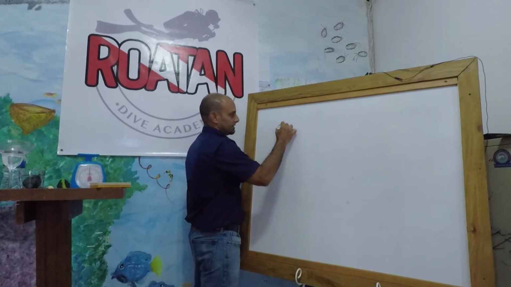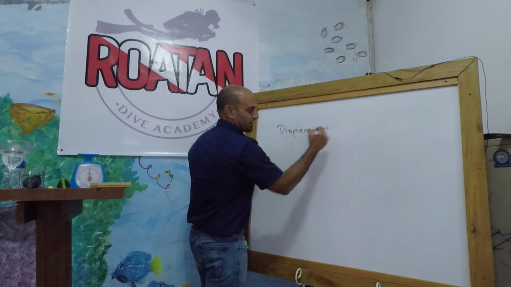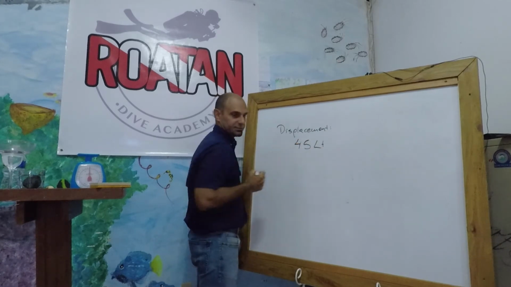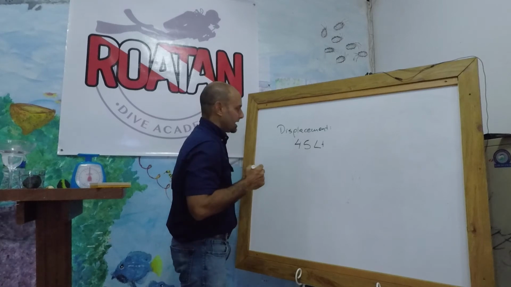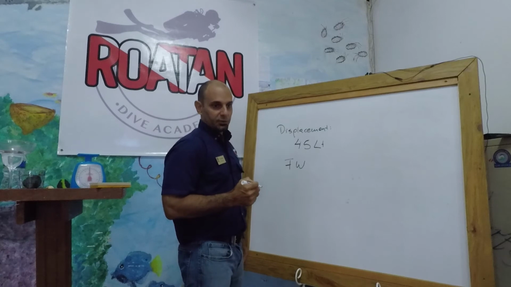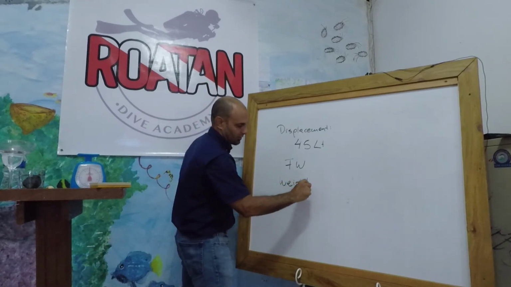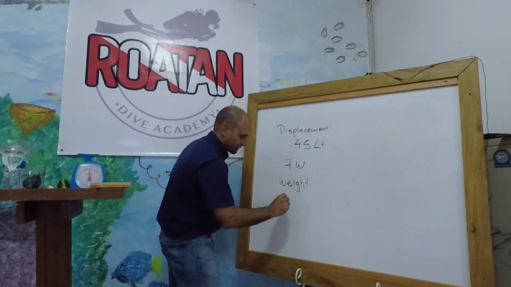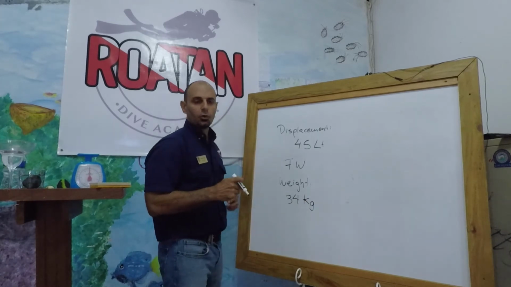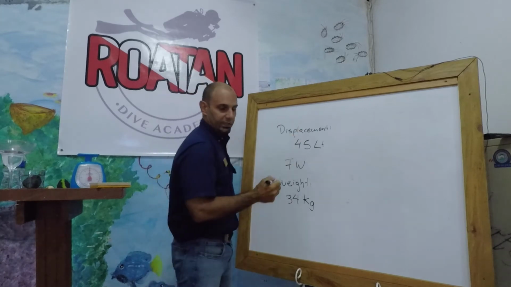So we have the displacement. So displacement is 45 liters. Right? We are in fresh water, so we're going to put FW here, and we know the weight of the object is 34 kilograms. Okay, so now we have all the information that the question has given us, and we're going to put all that information in the graphic.